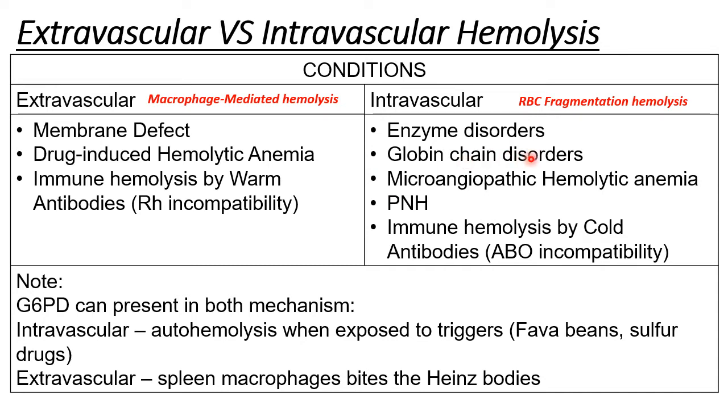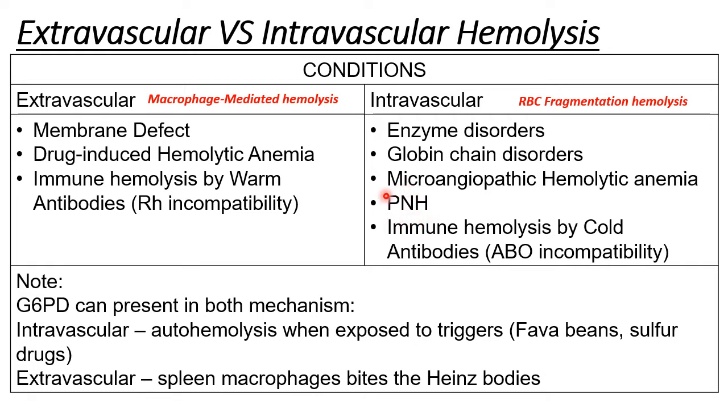Globin chain disorders. So, ang mga halimbawa nito are your number 1, hemoglobin S present in sickle cell anemia and thalassemias. Next example of conditions are your microangiopathic hemolytic anemia. Micro means small, angio means blood vessels. So, small vessels ang may problem dito. PNH, again, basa nyo ito kanina, right? PNH stands for paroxysmal nocturnal hemoglobinuria.